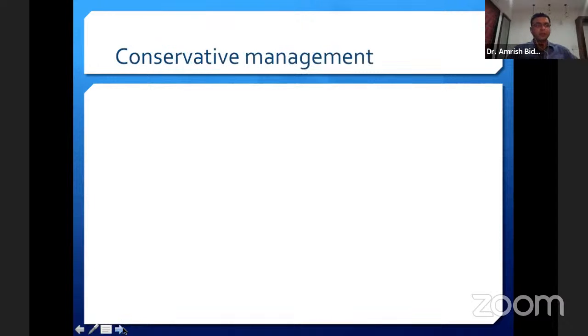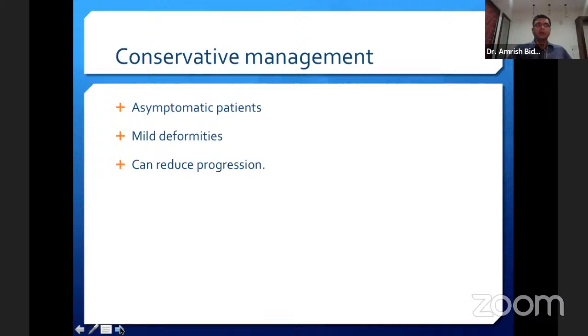Then we come to management. Can you conservatively manage these conditions? Of course you can. We'll see where. As I said, the majority of patients are asymptomatic and they can be managed conservatively. In patients who have got very mild deformities, you can try conservative management initially. Symptomatic but mild deformity, okay. It might not correct the problem completely, but it can definitely reduce the progression of the disease.